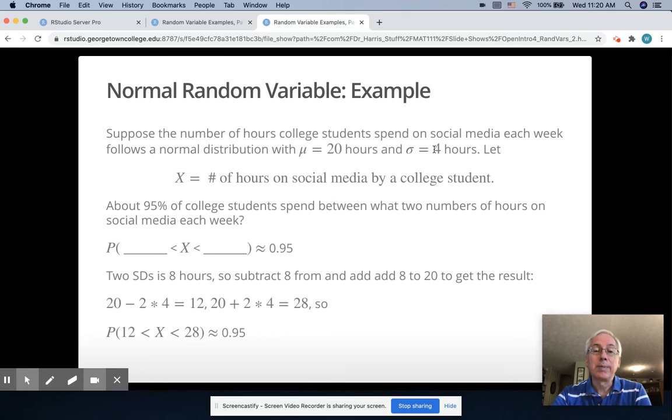Well, if sigma is 4, we know that we want to be within 2 standard deviations of the mean. We'll be within 2 standard deviations of the mean 95% of the time. So we want to calculate the numbers that are 2 standard deviations below and 2 standard deviations above the mean. If the standard deviation is 4, 2 standard deviations is 8. So I'll subtract 8 from 20 to get 12, and I'll add 8 to 20 to get 28. And so the probability that x is between 12 and 28 would be 0.95.